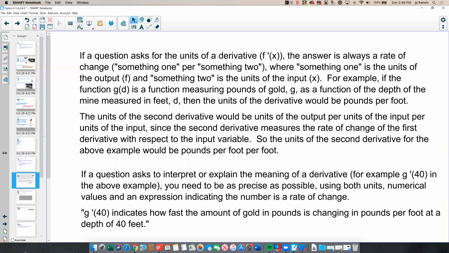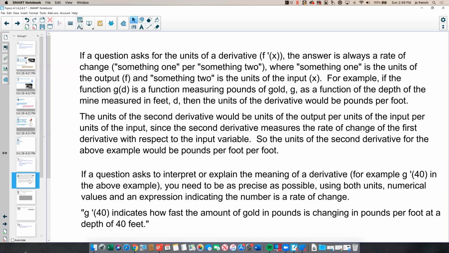If a question asks you to interpret or explain the meaning of a derivative, for example, g prime of 40 in the above example, you need to be as precise as possible using both units, numerical values, and an expression indicating the number as a rate of change. G prime of 40 indicates how fast the amount of gold in pounds is changing in pounds per foot at a depth of 40 feet.